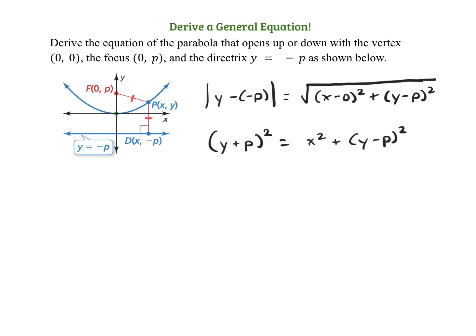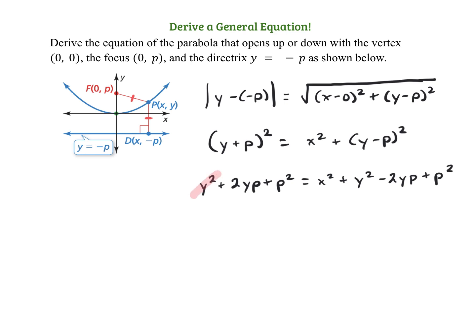When I square this side, notice I put parentheses and I squared the entire binomial. I'm squaring the entire side. Now, since we want to isolate y, we will need to expand out these binomials. So that would give us y squared plus 2yp plus p squared equals x squared plus y squared minus 2yp plus p squared. And then again from here, we're going to keep isolating y.